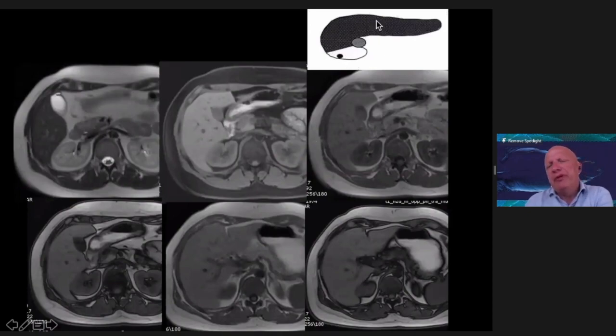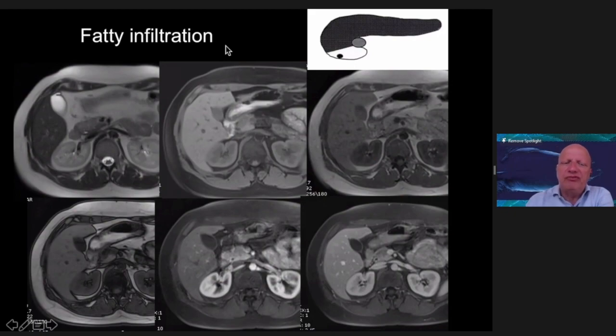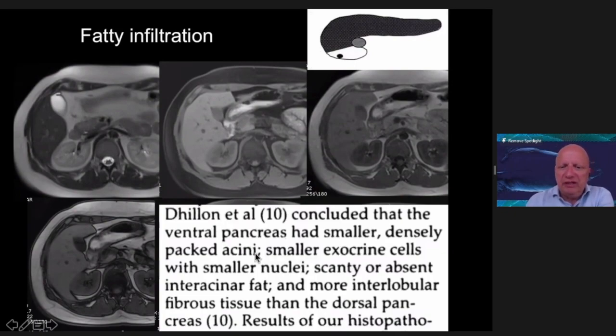So there's an embryologic differentiation between dorsal and ventral pancreas, and the embryologic differentiation is related to fatty infiltration. According to histology, the ventral pancreas has smaller, densely packed acini and smaller exocrine cells with smaller nuclei, with scanty or absent interlobular fat. So we can have a fat infiltration which is different according to the embryologic origin of the pancreas, and this is to keep in mind so as not to make an incorrect diagnosis.